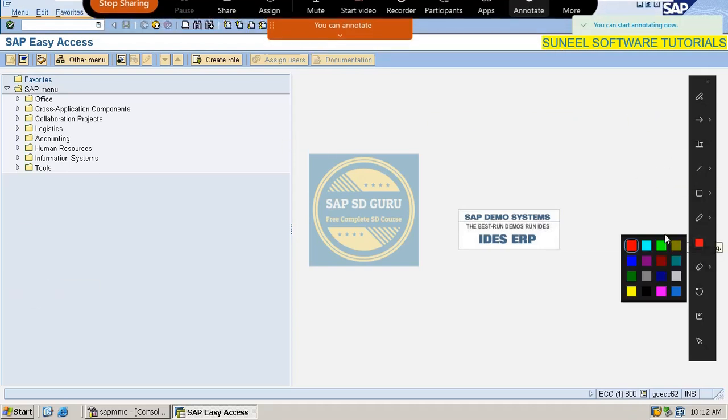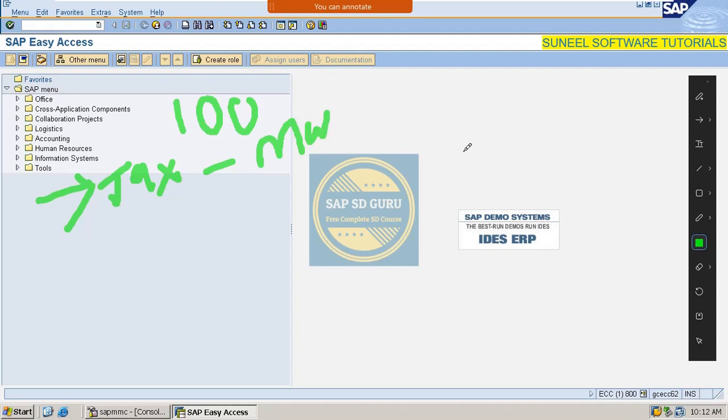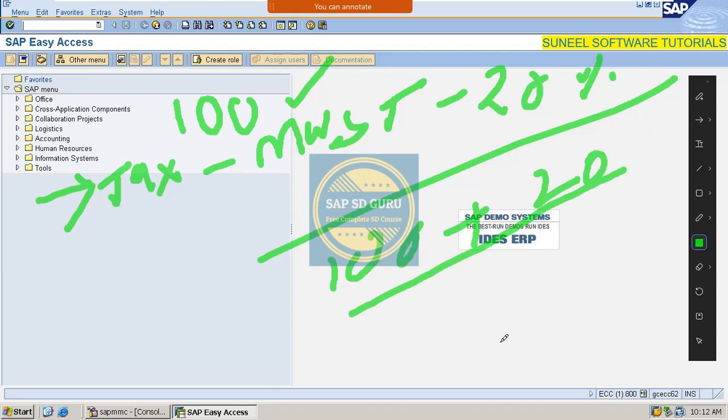Let us assume the price of the product is 100 rupees and the tax percentage, let us say MWST for example, is 20 percent. So how much does the customer have to pay? 100 plus 20 percent of 100, which is 20. So 100 plus 20 is the amount the customer has to pay, right?